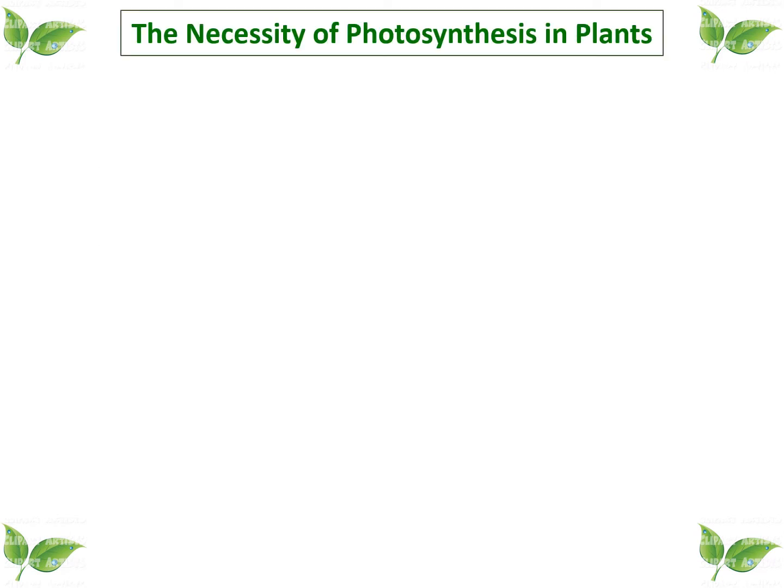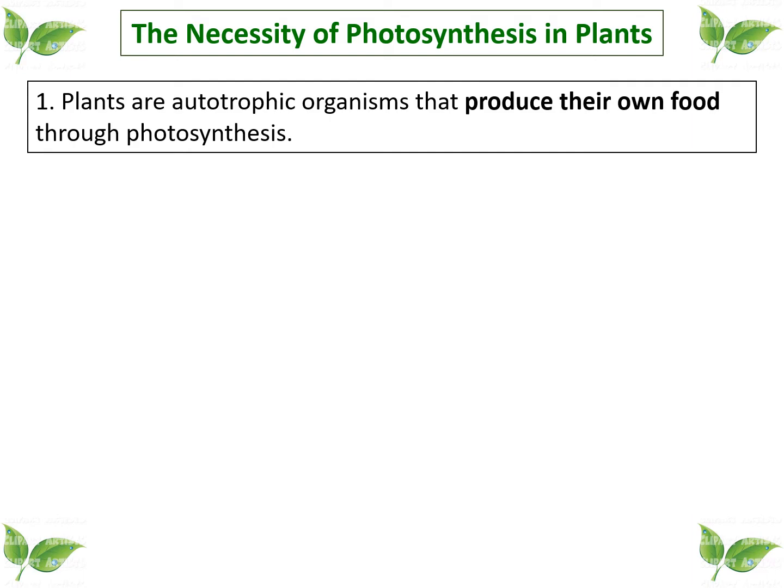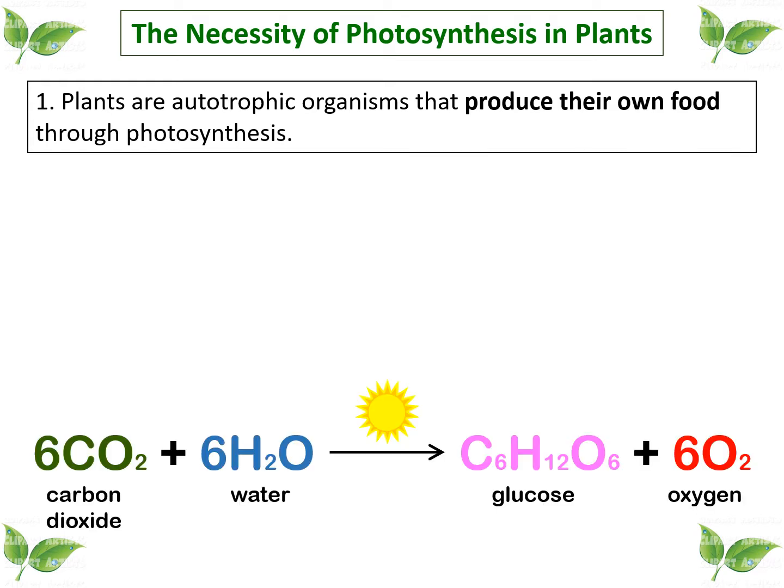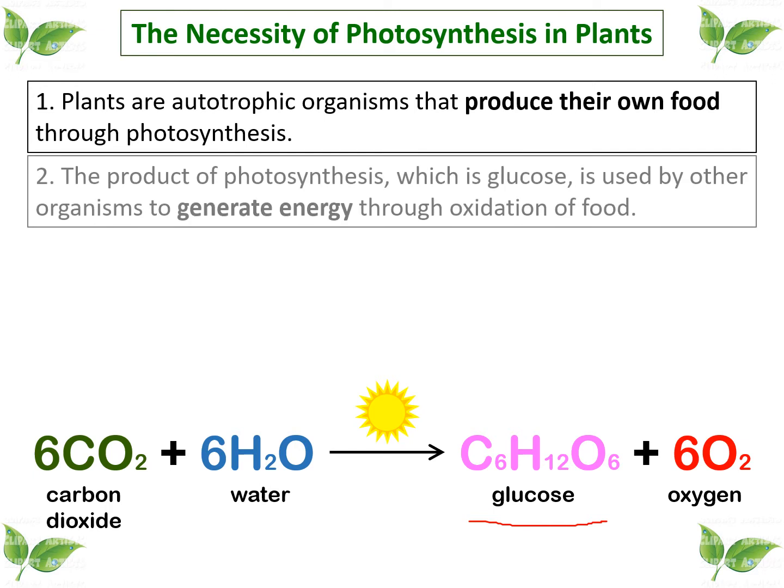The necessity of photosynthesis in plants. Plants are autotrophic organisms. This means the plant can produce their own foods through a process of photosynthesis. So this is the product of photosynthesis, glucose. The product of photosynthesis, which is glucose, is used by other organisms to generate energy through oxidation of foods.